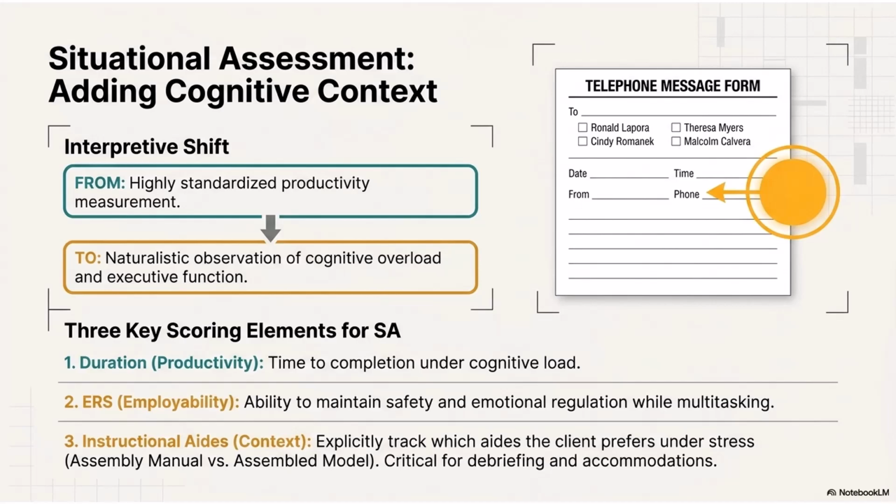And third, instructional aids. You must explicitly track which aids the client prefers under stress. Do they rely on the written assembly manual, or do they look at the physical assembled model? This is critical for debriefing and recommending workplace accommodations.